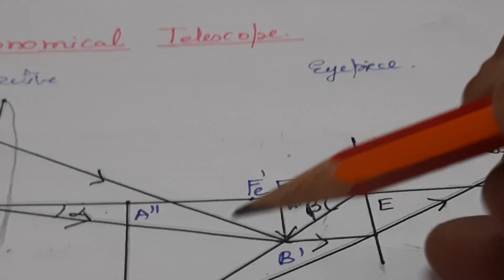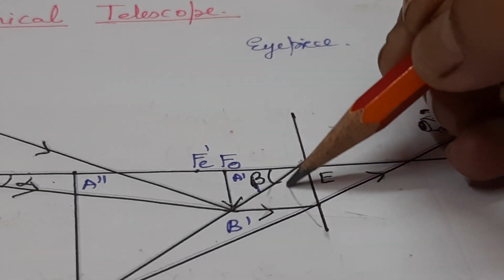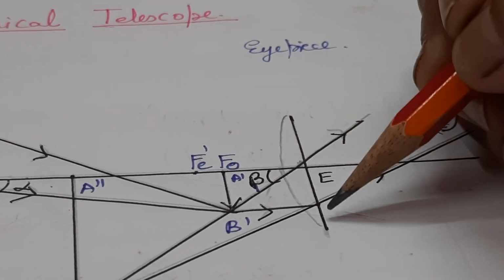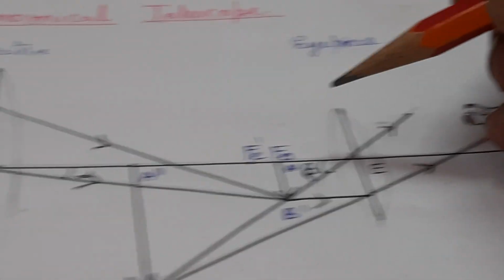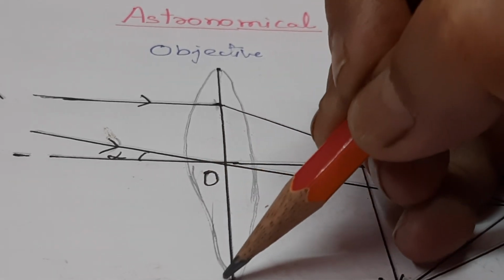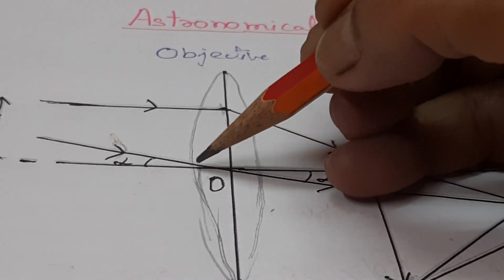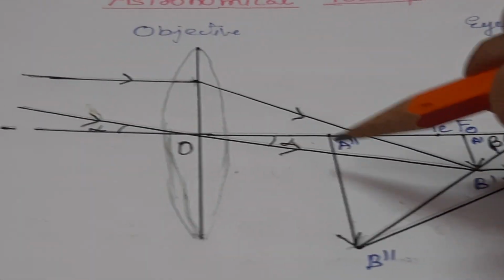This is the convex lens. Here similarly, you will make the convex lens in this way. So this convex lens is representing the objective, this is the eyepiece, and this is the final image.